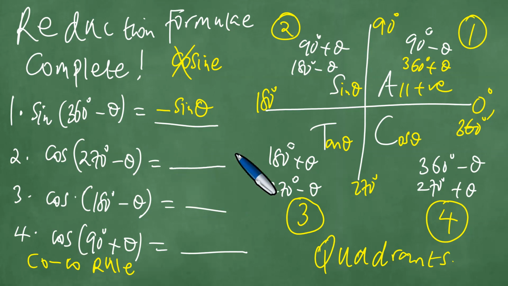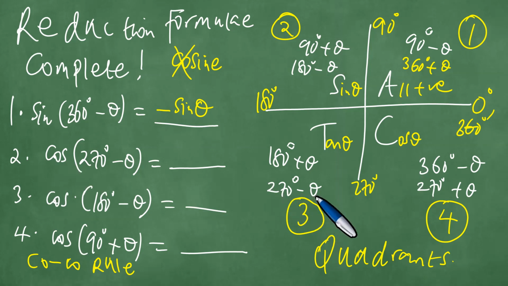We're doing this one. We're doing number two. Cosine of 270 degrees minus theta is equal to what? That is the question we're asking. I know that we have not seen these quite yet, Tando, but what do you think? It's going to be negative cos theta. Okay, good. That's fine. Let's analyze it together.